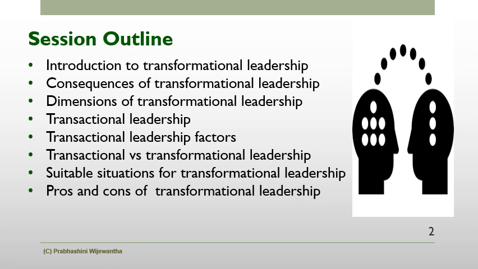Next, we will look at the dimensions of transformational leadership, or the components from which transformational leadership is made. I have shown you the dimensions in the previous slide in that small illustration. However, we will discuss each of these in detail later throughout the lecture. Then we will move on to transactional leadership, and the factors or dimensions within it. After learning about both, we will compare the two concepts, transactional and transformational leadership.